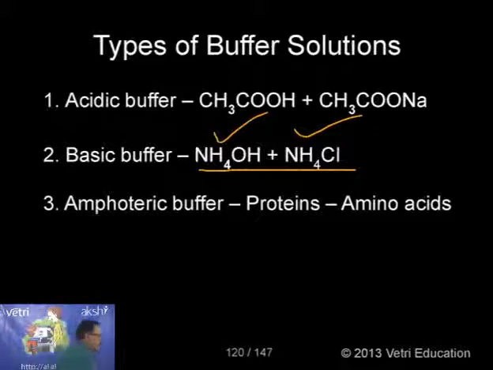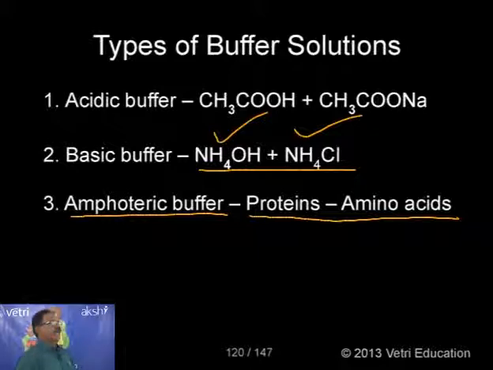And the third type, amphoteric buffer. Specific examples are proteins, polypeptides, peptides and amino acids. Amphoteric means behaving as both an acidic as well as a basic buffer. Amino acids undergo combination to produce peptides, peptides combine to produce polypeptides, and polypeptides combine to produce proteins. Protein is present in our body. So these proteins and amino acids behave as amphoteric buffers.